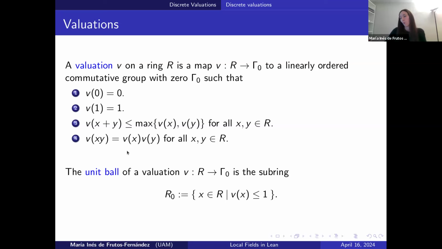And then once I have a ring R with a valuation, I'm going to define the unit ball of this valuation as the subring consisting of elements with valuation less than or equal to 1.